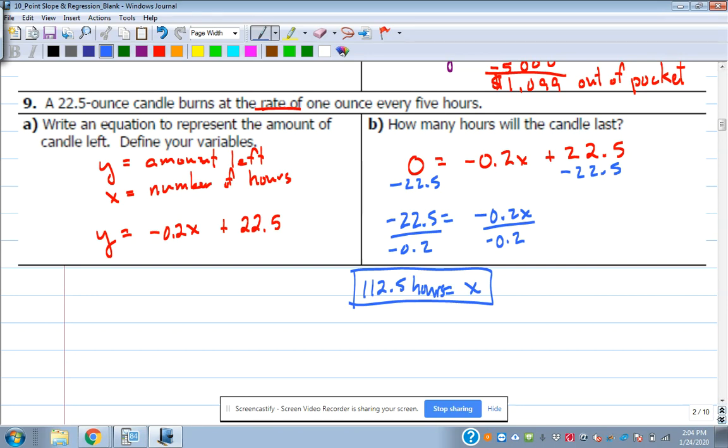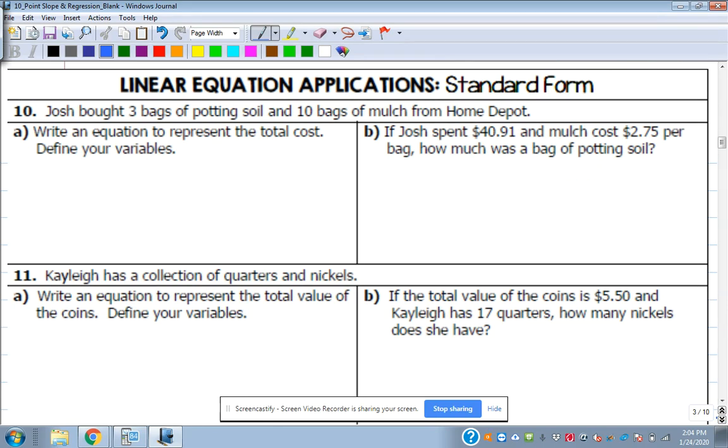Let's look at 10 and 11. Notice that the heading there changed. It said linear equations or linear equation applications in standard form. So what do we know about standard form? Y and X are on both same sides. So AX plus BY equals C.